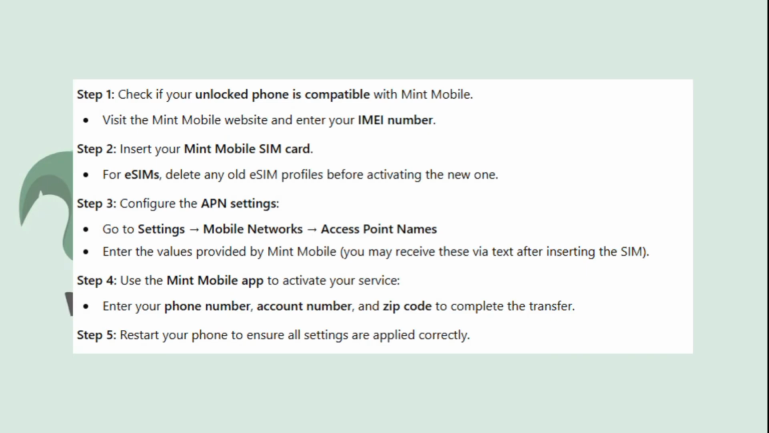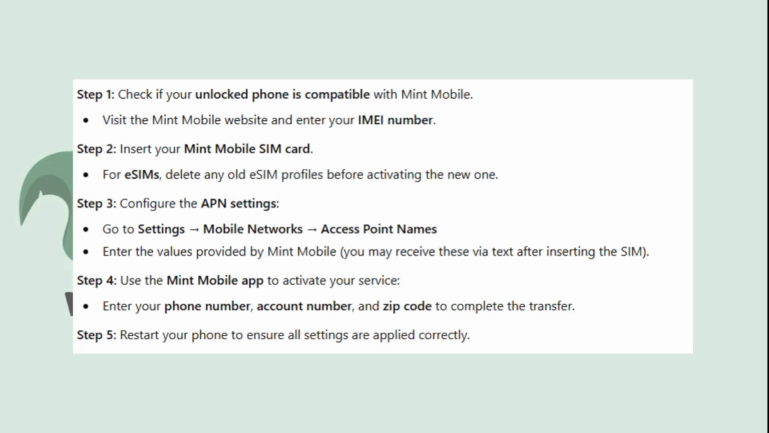Then configure the APN settings. For this, go to the settings and here select mobile networks. Then you will see an option, access point names. Click on it. Then enter the values provided by Mint Mobile. You may receive these via text after inserting the SIM.